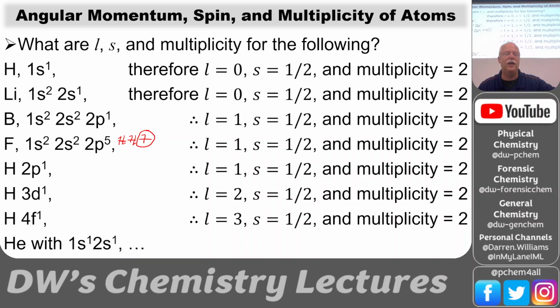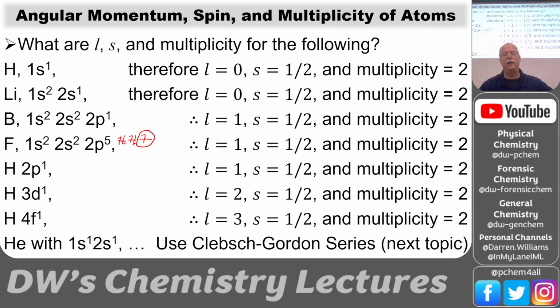What about this? When I've got two unpaired electrons, helium, where I've got an excited state helium. I've got two unpaired electrons, they're in two different L's. So is L 0 or L 1? Well, we're going to cover that next. That's the Clebsch-Gordan series, and that's the spin-orbit coupling and all of that stuff. So we'll talk about that.